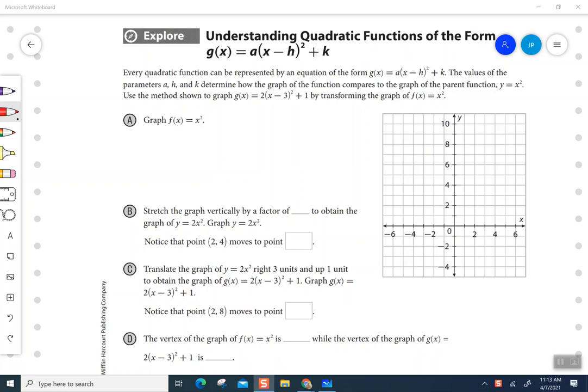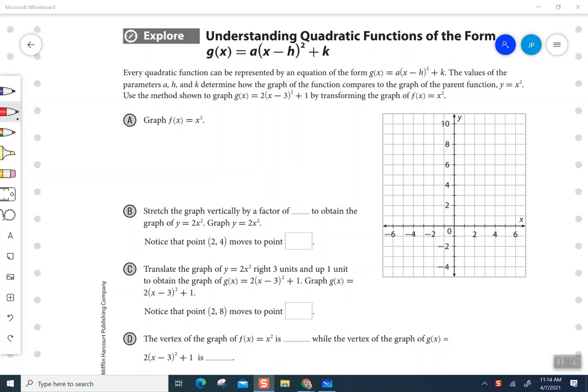Okay, students, today is lesson 19.2, understanding quadratic functions of the form g of x equals a, in parentheses x minus h squared plus k. Notice the only thing being squared is the x minus h, so the a is not being squared.